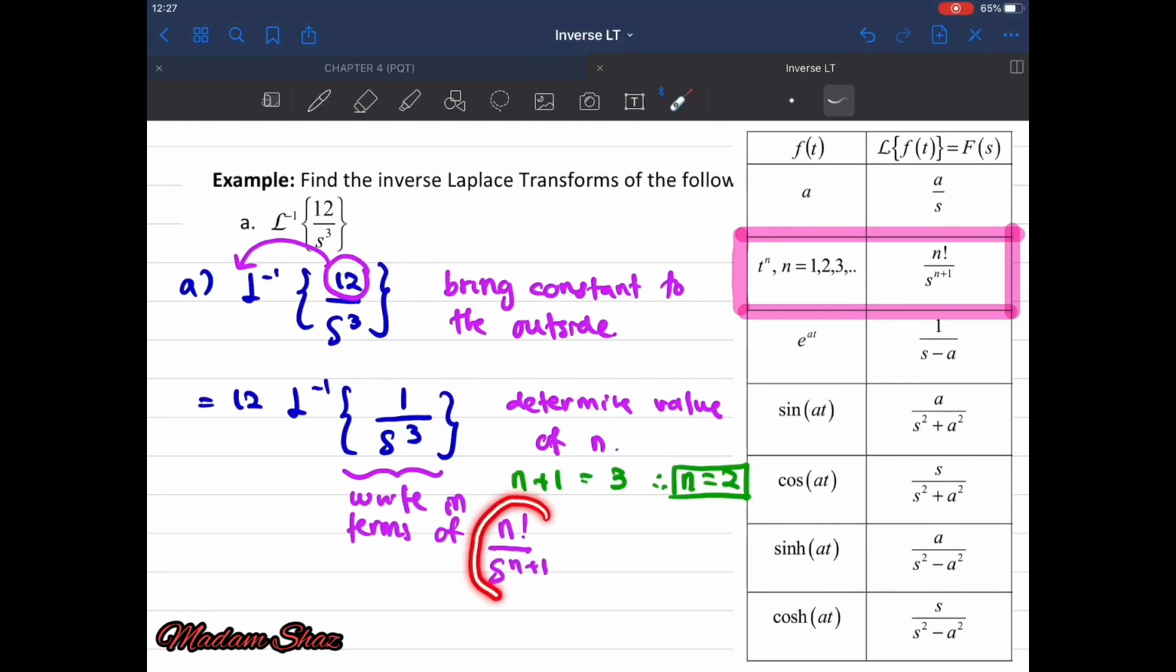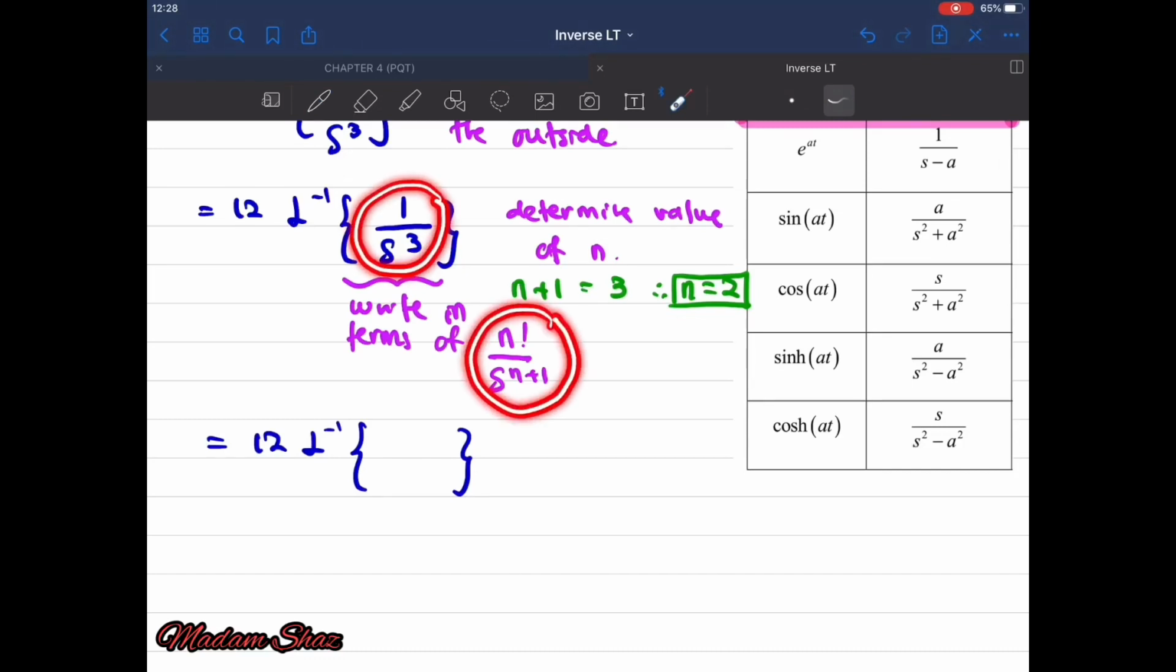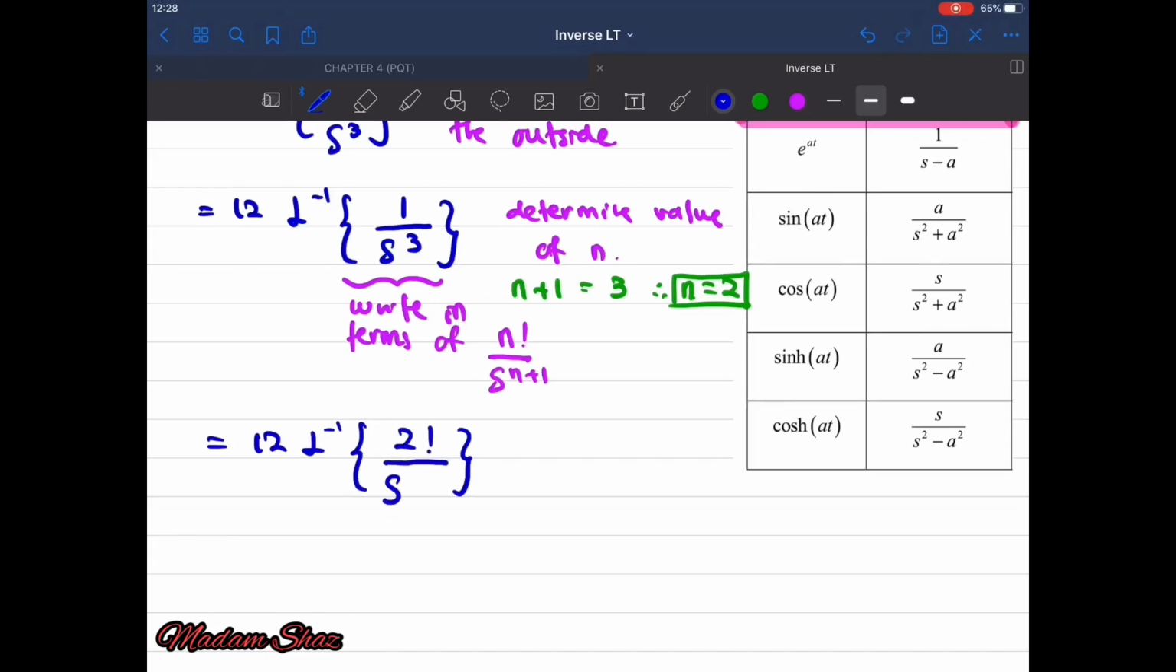Why do you have to write in terms of n factorial over s^(n+1)? Because we want to find t to the power of n. Therefore, in this curly bracket of the Laplace inverse, we want to write in terms of n factorial over s^(n+1). So n is equal to 2, giving 2 factorial over s^(3), which is s^(2+1). When we compare 2 factorial with the 1 here, it is not the same value.